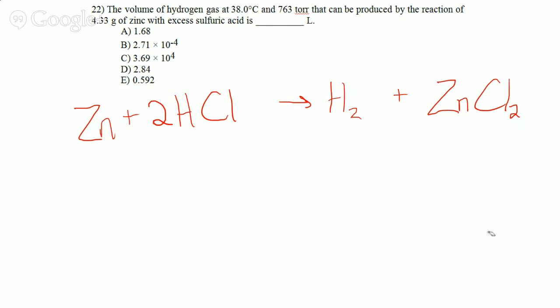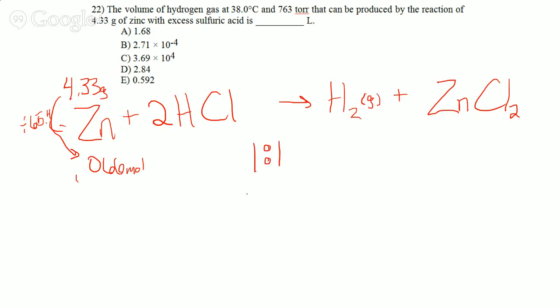Now I can start looking at the numbers. I used 4.33 grams of zinc. Grams isn't helpful, so I convert to moles by dividing by the GFM, which is 65.4. I get 0.066 moles of zinc. Now, what's the gas? It's hydrogen gas, so I look at the ratio. Fortunately, it's an easy one, a 1-to-1 ratio. So if I have 0.066 moles of zinc, I'm making 0.066 moles of H2.